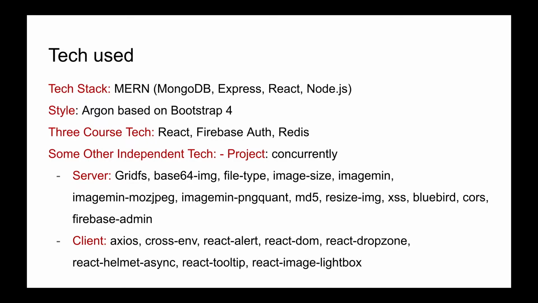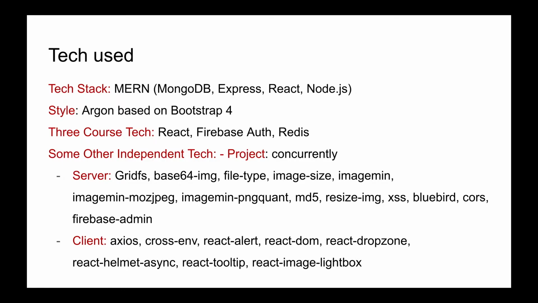For example, on both the server and client side, we use concurrently to run them together. On the server side, we use some image handling tools, such as GridFS to store the images, and imagemin to minimize the images. We use xss to make it more secure, and CORS to connect the server and client side together. And we use Firebase Admin to communicate with the Firebase server.